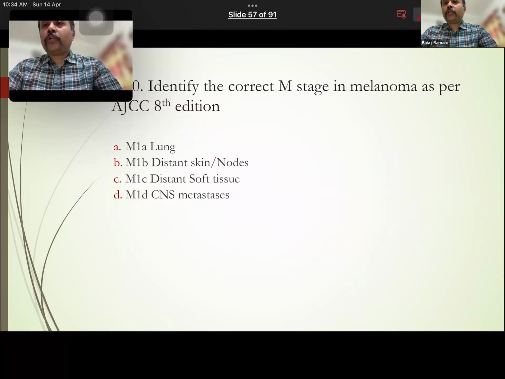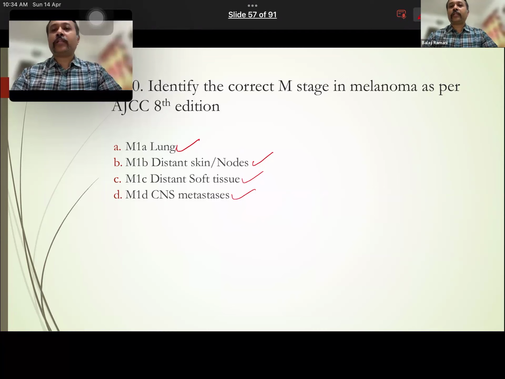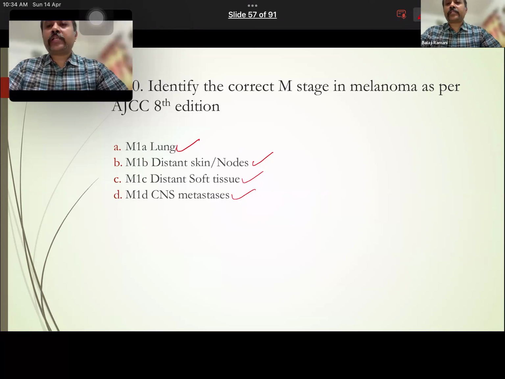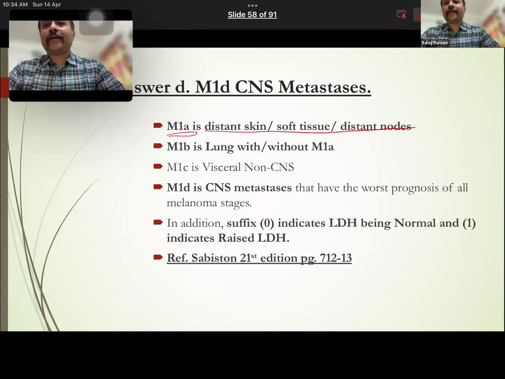Right. Now going on to the correct M stage as far as the AJCC classification is concerned. M1A is lung, M1B is distant skin and nodes, M1C is distant soft tissue, and M1D is your CNS metastasis. So this is the classification given as far as the M stage. Identify the correct stage. Distant skin and soft tissues will come under M1A, and distant lymph nodes will also come under M1A.